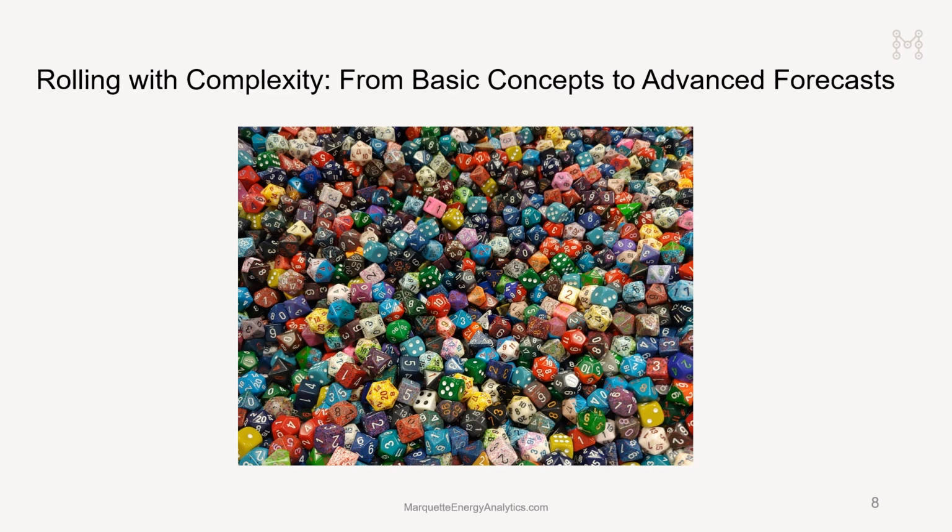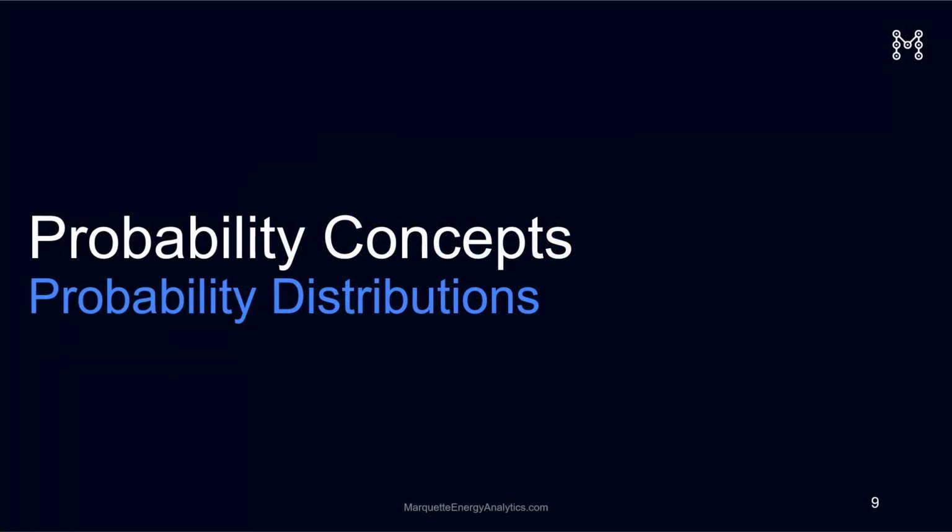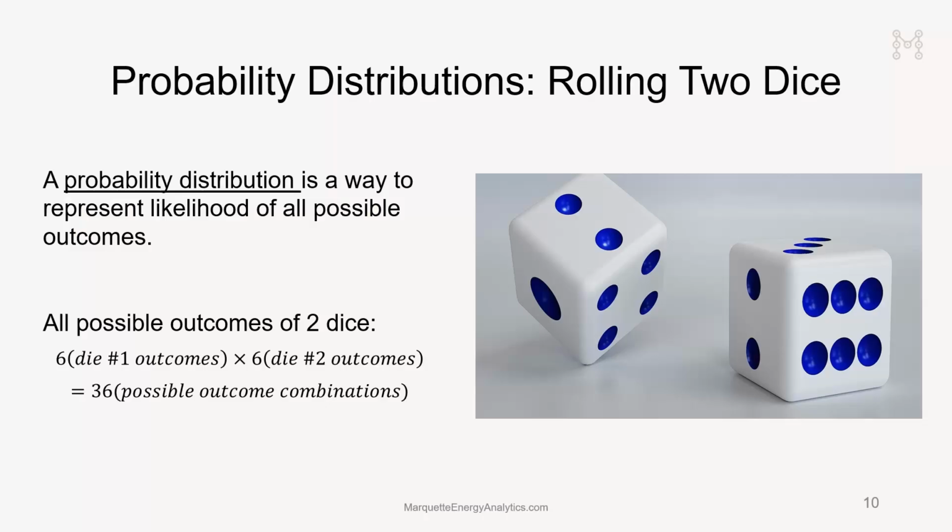Now that we've covered probability fundamentals, let's take things up a notch. The next step? Probability distributions. These are key to getting big picture views of possible outcomes and ensuring more accurate load forecasts. We can define a probability distribution as a way of representing the likelihood of all possible outcomes for a given scenario. To illustrate its importance, let's build on our single die example a bit by adding a second die. This will help us better appreciate how probability distributions work.